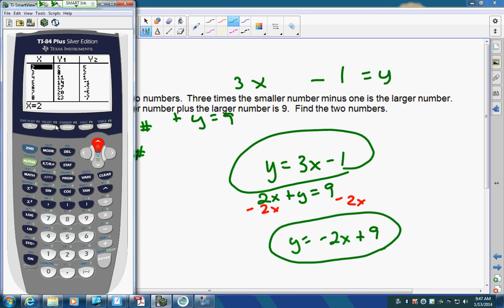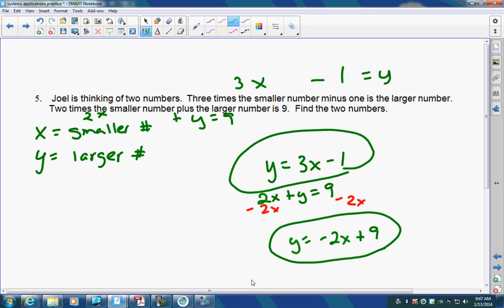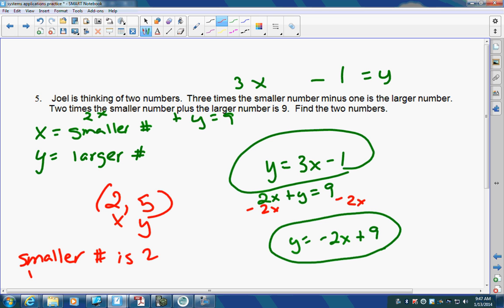Now remember, we can also do that 3 wishes where you press second, trace, 5 for intersect, let the 2 lines graph, otherwise you'll jam up your calculator. And then you can press enter 3 times. And it tells you intersection 2, 5. So what that means, 2, 5. My x and my y, that means my smaller number is 2. Larger number is 5.